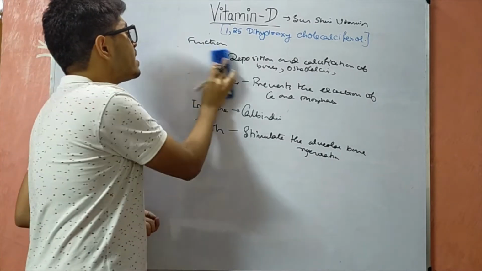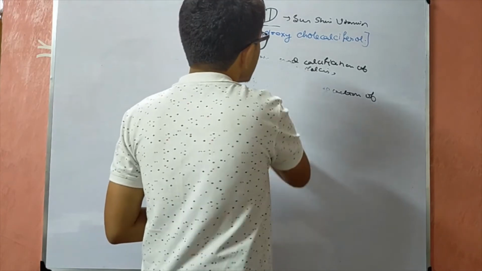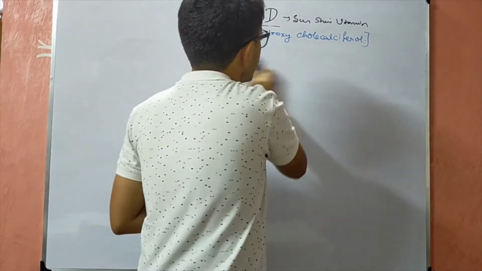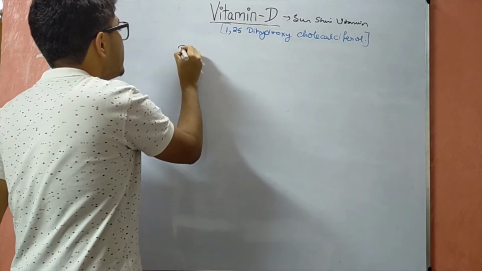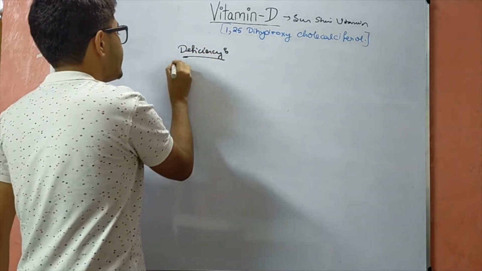Now, what are the diseases associated with vitamin D deficiency? Vitamin D deficiency will lead to a disease called Rickets.